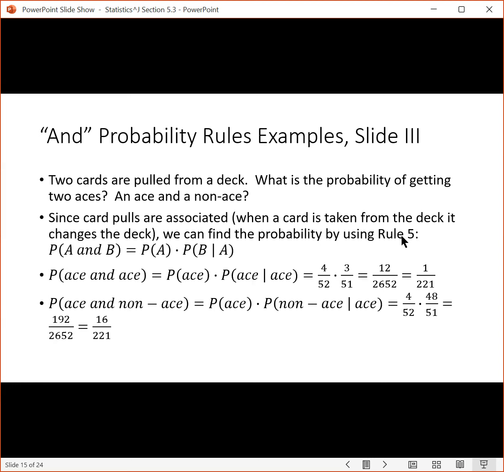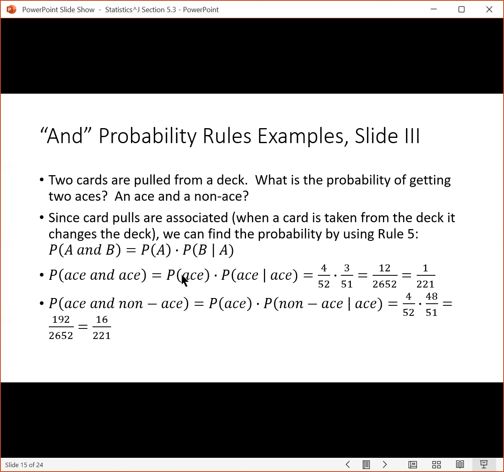We can find the probability by using the first rule. That's the first rule for AND, which is we find the probability of the first event, and then we multiply it by the probability of the second event, given that the first event has already happened. So if we've got ace and ace, we'll go ahead and find the probability of drawing an ace multiplied by the probability of drawing an ace, given that an ace has already been drawn.